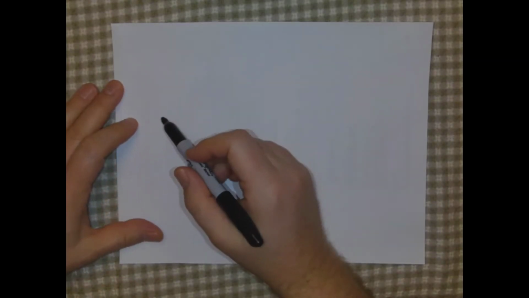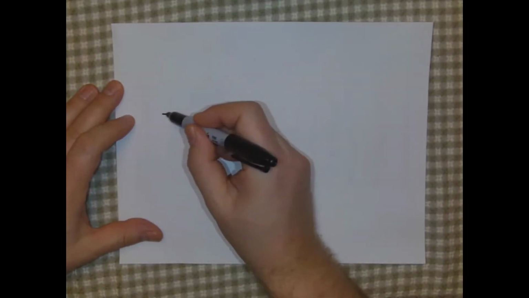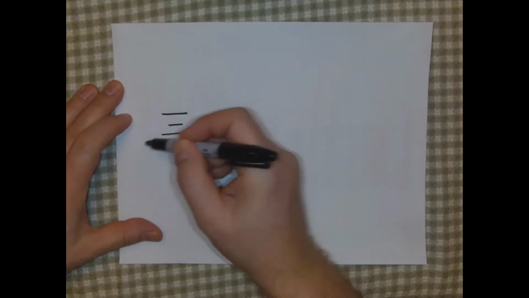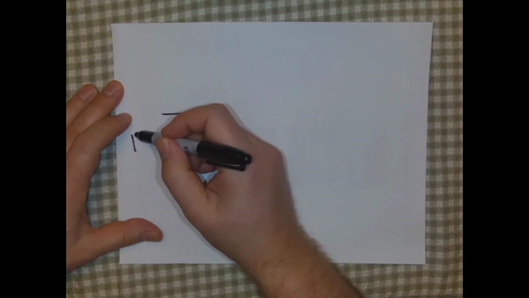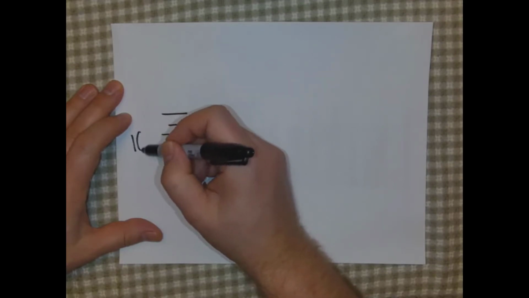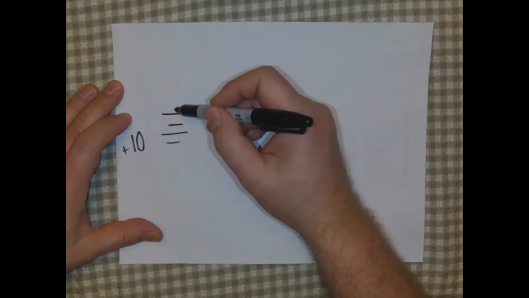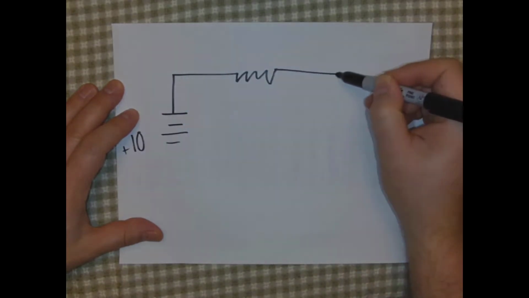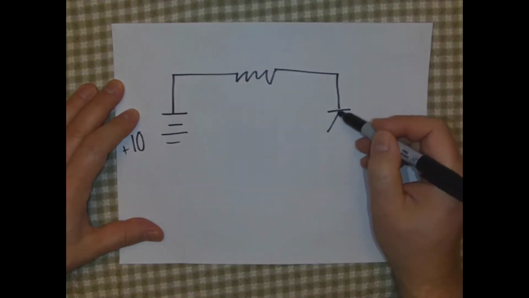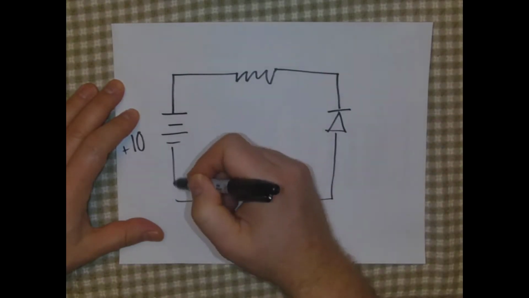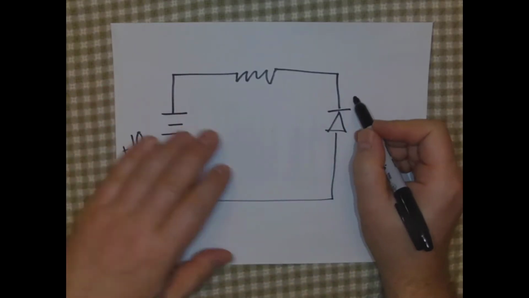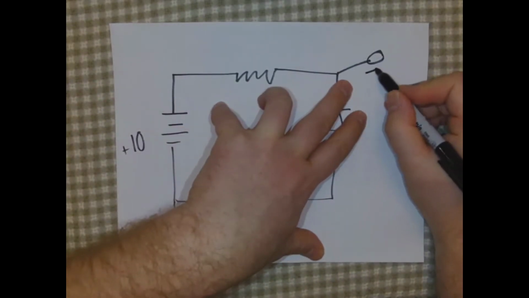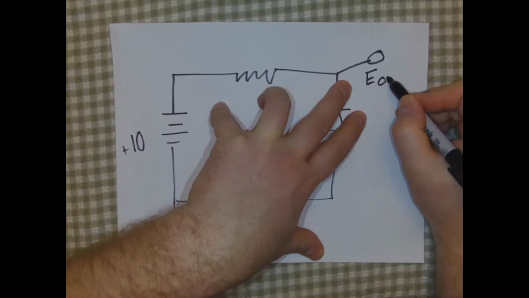Alright, let's do a quick little tutorial on how to manage regular diode clampers. So if I draw a battery, we'll call it 10 volts. Put a resistor in my circuit, put a diode in my circuit, and I say, here's my test point that I want to measure. We're going to call it E out.